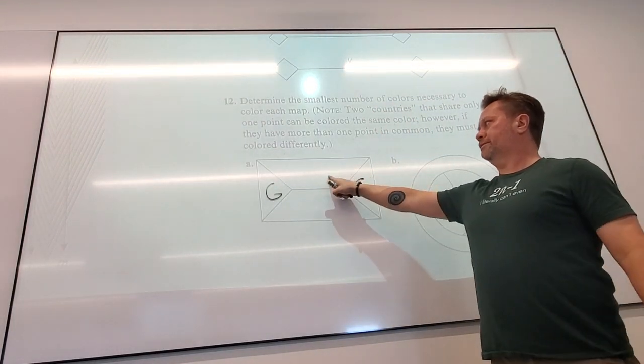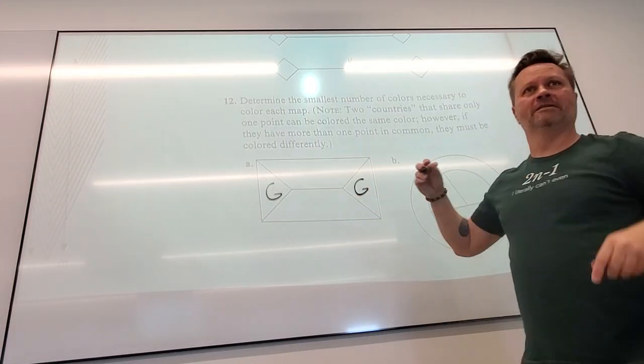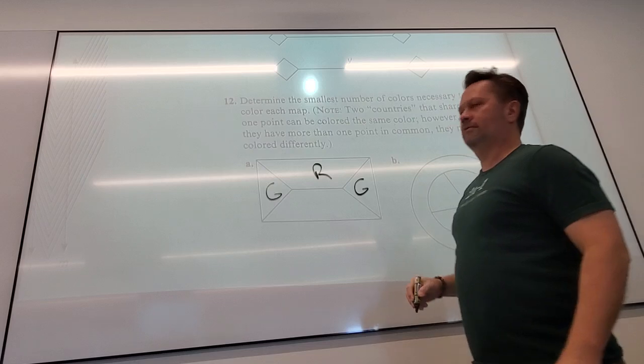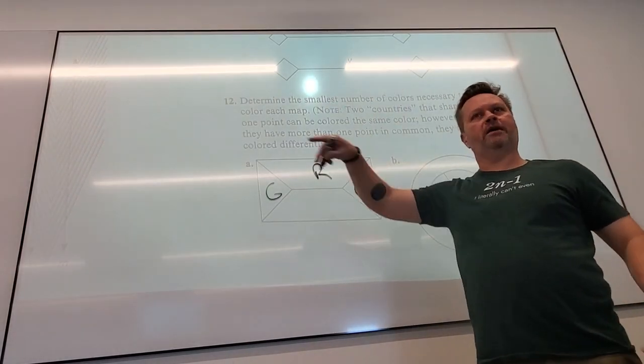Now what's true about this one? Can't be green. So pick a color. Red. And what's true about this one? Can't be green or red. Can't be green or red.